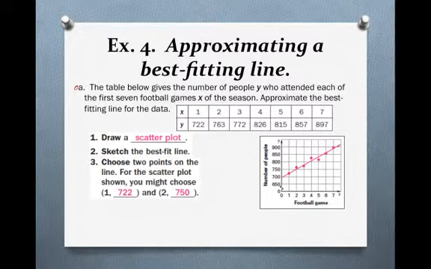Then we want to choose two points on the line. From the scatter plot shown, you might choose (1, 722), which is actually one of the data points, and then (2, 750), which is not one of the data points. The whole point is that you want 2 points that are from the line.